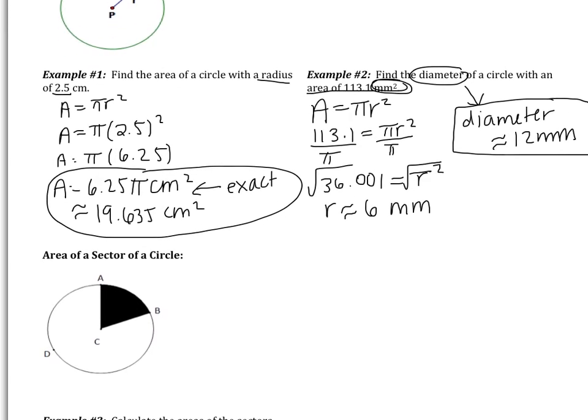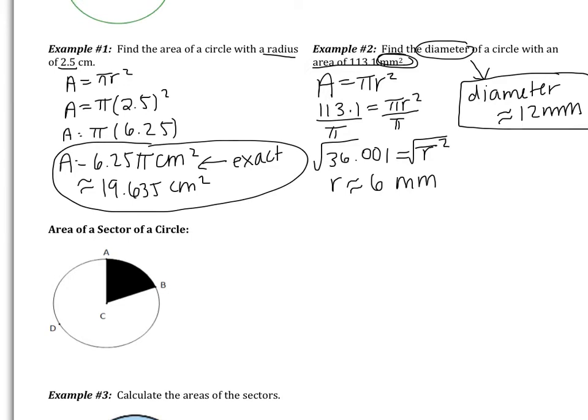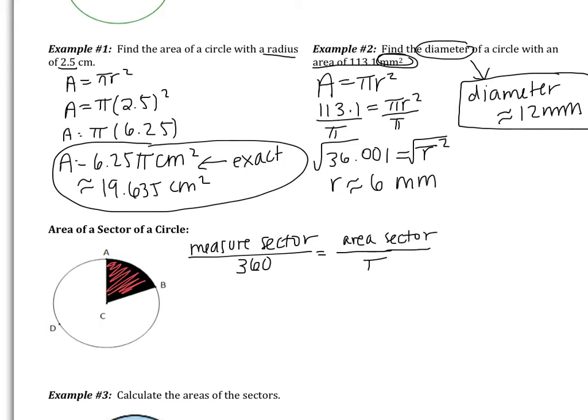Now, we've not used the term sector before, but we do have a picture here. A sector is this part right here. It's like a piece cut out of the pie of the circle. It's a little portion cut out. So we're going to be finding the area of that sector. It's very similar to finding arc length, except we're going to use area this time instead of circumference. So in order to find the area of a sector, you do the measure of the sector over 360, because the entire circle is 360. That's equal to the area of the sector over pi r squared. Remember, pi r squared is just the whole circle.